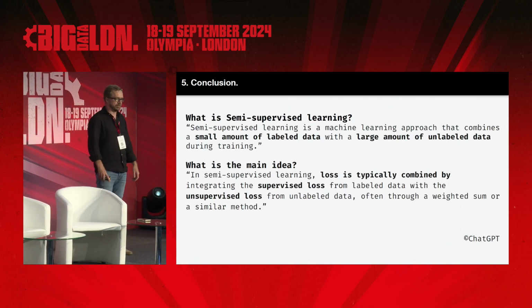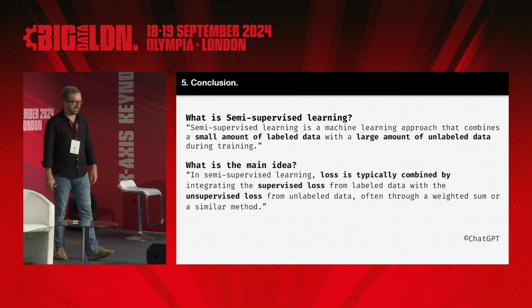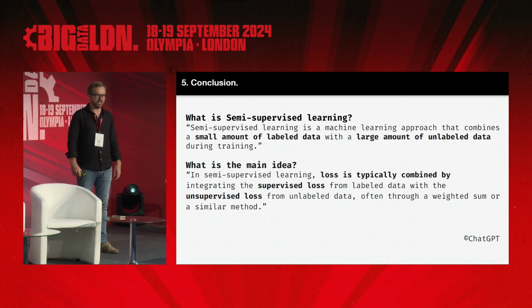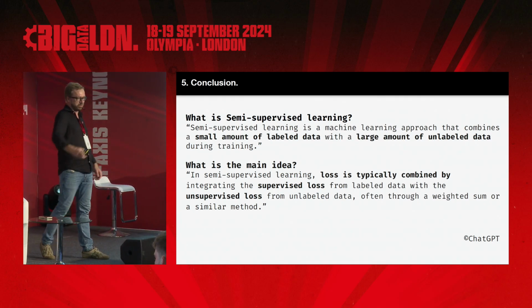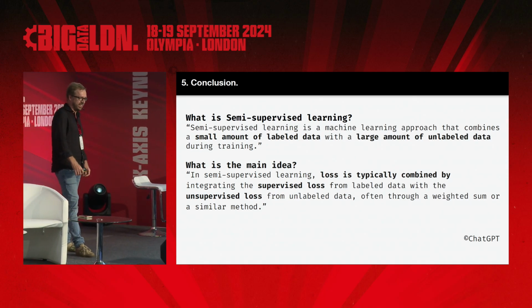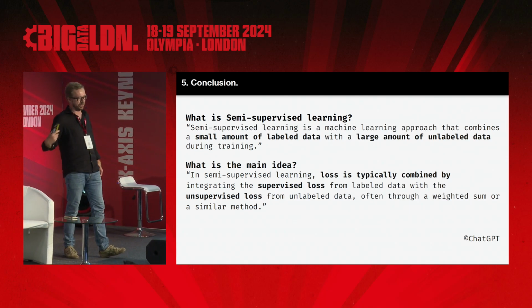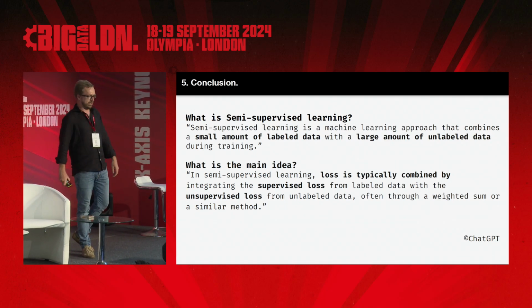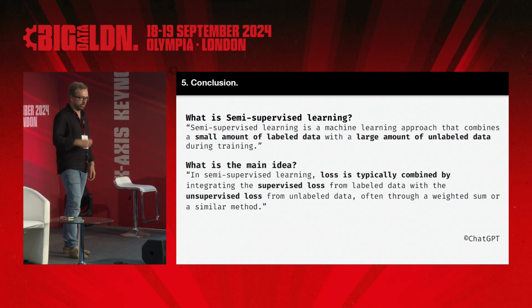Okay, and as a conclusion, what is semi-supervised learning? I asked ChatGPT, which many of us like, and ChatGPT answered pretty correctly. It's a machine learning approach that combines a small amount of labeled data with a large amount of unlabeled data. And the main idea is that the loss is typically combined from two parts. Yeah, that kind of makes sense.